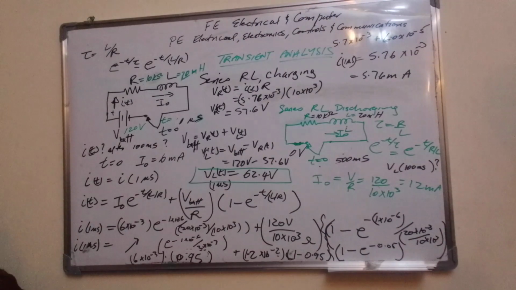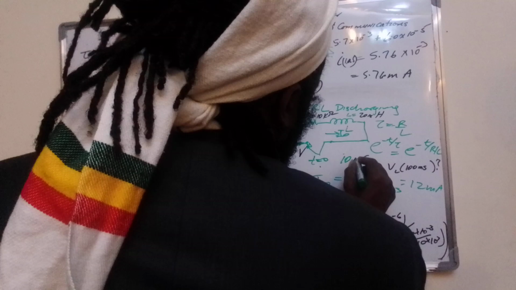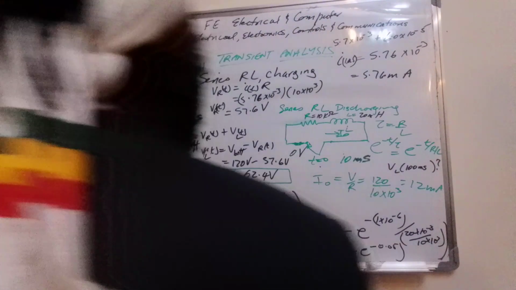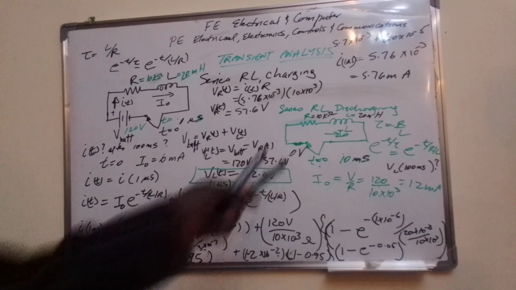So that works out to be 12 milliamps. So let's assume I sub naught is 12 milliamps, and let's work out I of t, what's going to happen after, maybe 500 milliseconds is too much, let's say for discharging, 10 milliseconds. Let's see what happens after 10 milliseconds. Okay, let's pause for a while and get rid of this and work it out in a discharge situation.